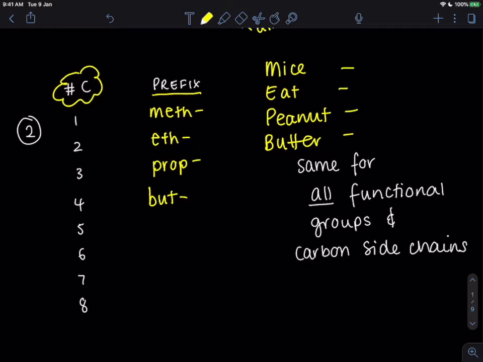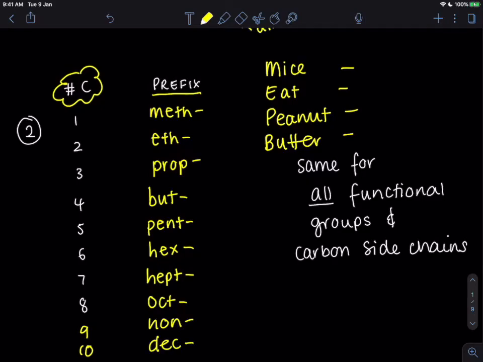Past 4 carbons, we get into the same kind of prefixes we use for shapes. For 5, it is pent, like a pentagon, a 5-sided shape. 6 is hex, 7 is hept, and 8 is oct. You will very rarely be asked to go above 8, but for those of you that are curious, 9 and 10 are non and dec. So these are the words in our code, in our language, that tell the reader how many carbons are in the longest chain in your molecule.